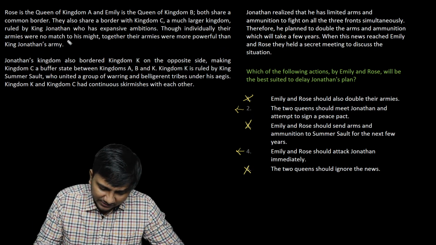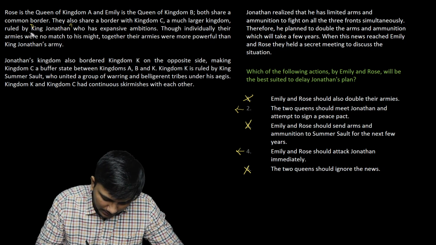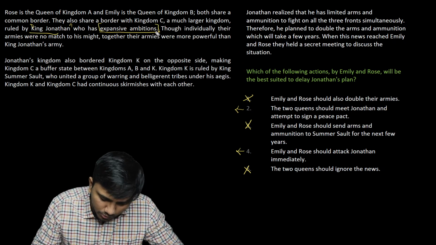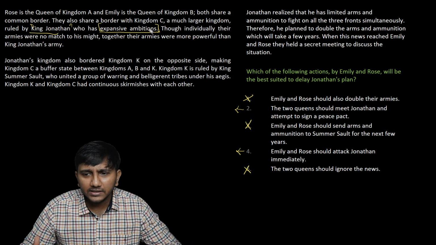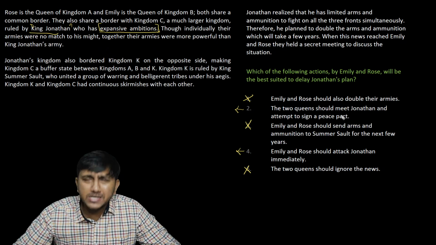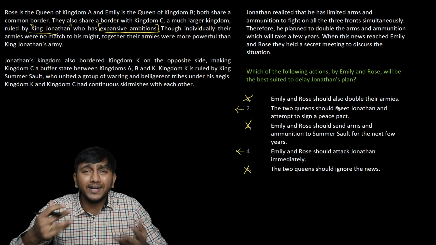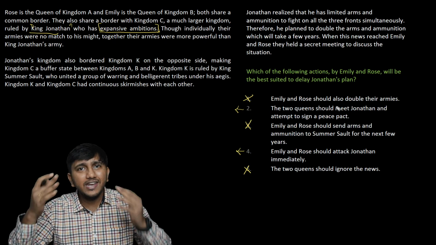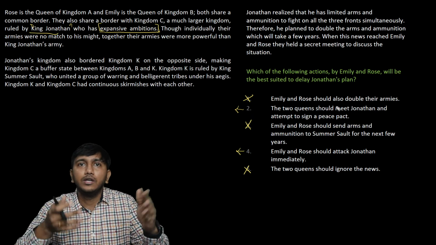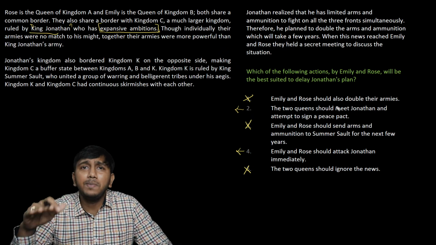First thing is, you've got to notice that this guy, Jonathan, has expansive ambitions. Means what? This guy wants to expand his kingdom, right? Now, the two queens should meet Jonathan and attempt to sign a peace pact. The thing is, Jonathan, as of now, might not even be expecting that the queens are going to attack. So in his mind, it's already peace with the queens, right? It's not that the queens are known for expansion. So right now in Jonathan's mind, there is already a peace pact with the queens.